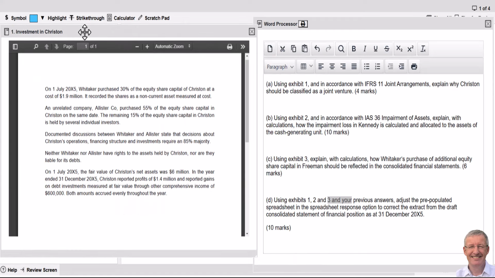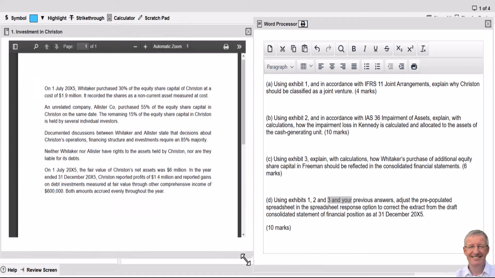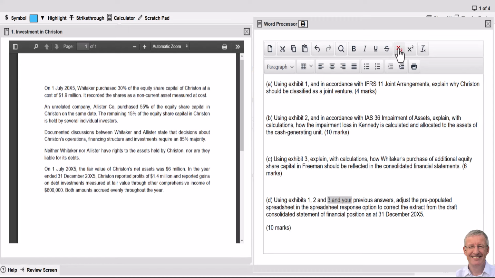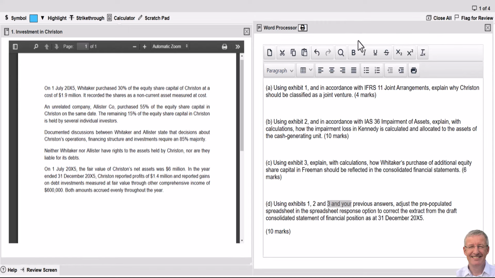why it should be classified as a joint venture. It is a joint venture. Don't correct it. It is a joint venture. But why is it a joint venture?